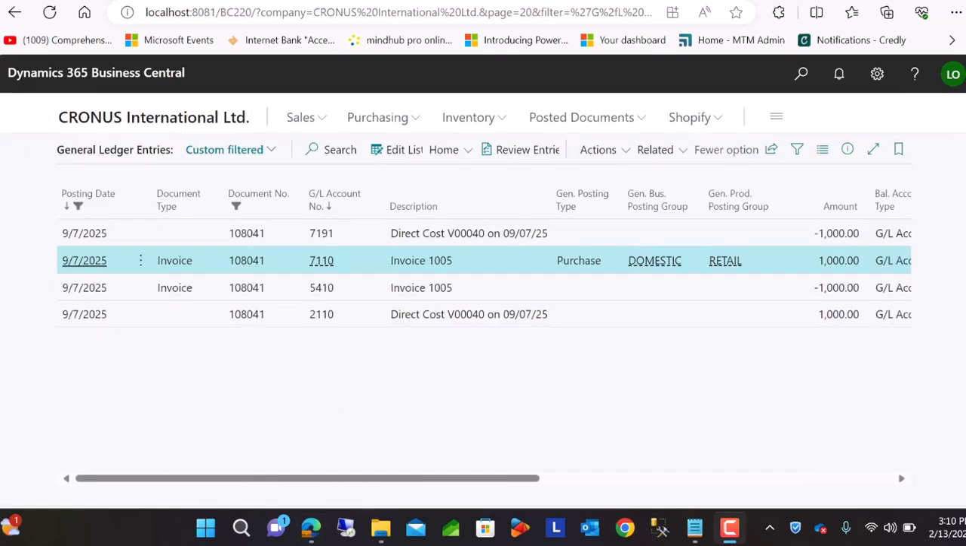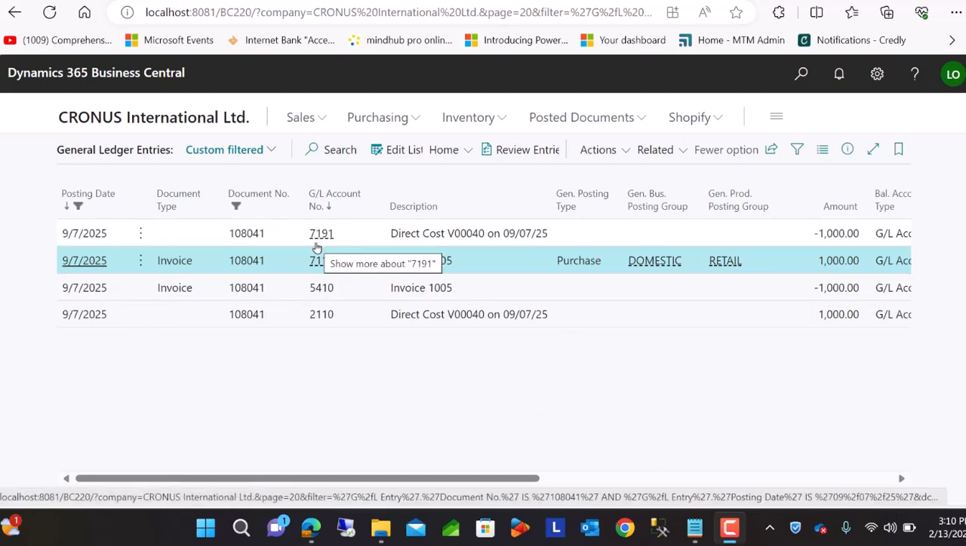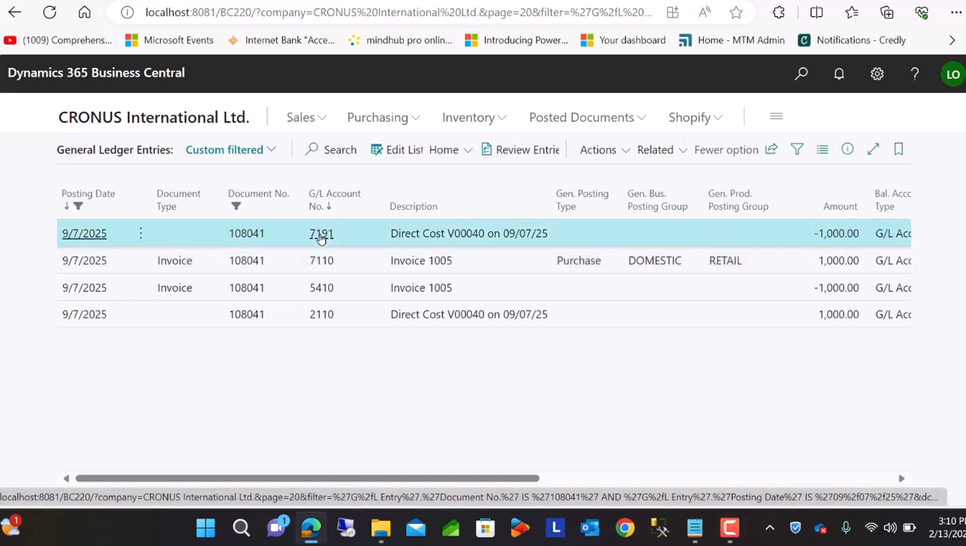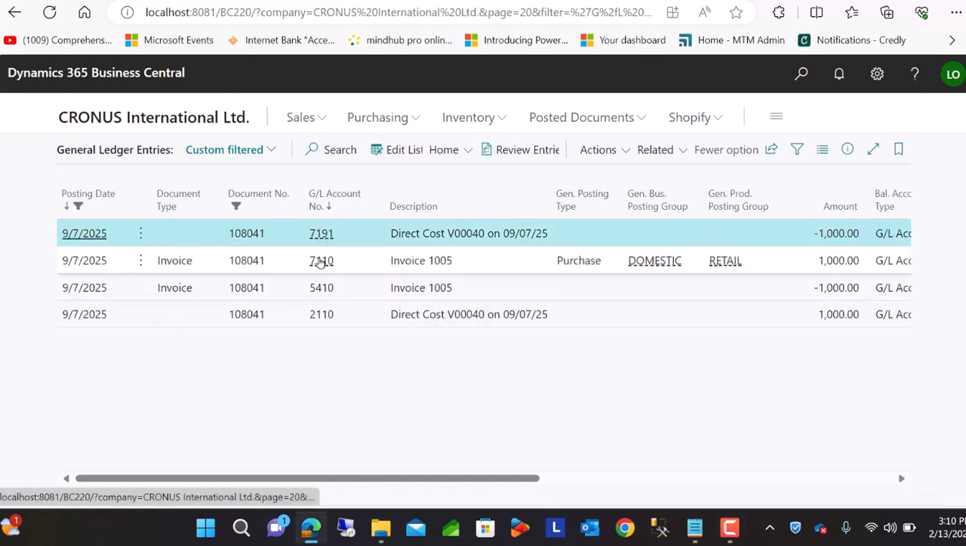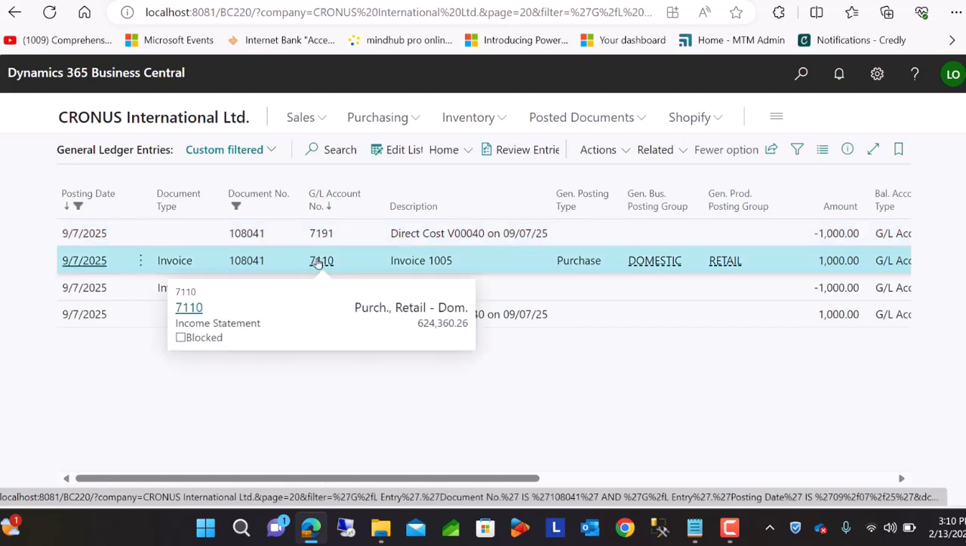Yes, this is the item. This is the general ledger entries. So we can clearly see that account 7191 is credited. That is direct cost applied, and I have another income statement account, which is the purchases. As I said, they are a set of accounts.